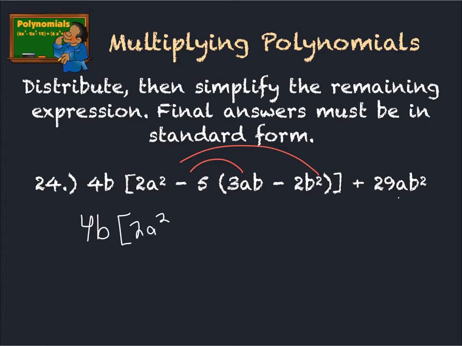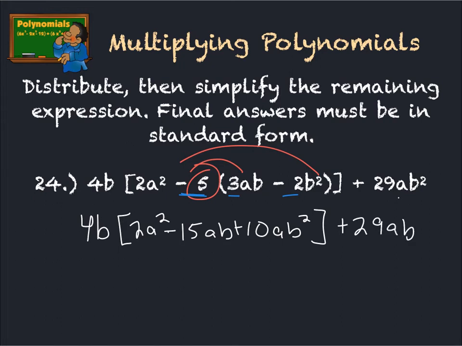But negative 5 times 3ab, that would just be multiplying negative 5 with 3 and bringing down the ab because this negative 5 here, this term doesn't have an a or a b. So that would just be negative 15ab. And then negative 5 times negative 2b squared is just multiplying the negative 5 and the negative 2. That's going to be a positive 10ab squared. And then that's plus 29ab squared. I didn't do anything with that.